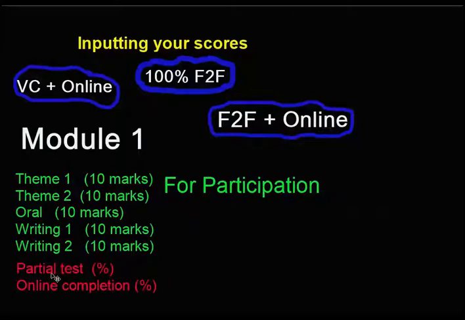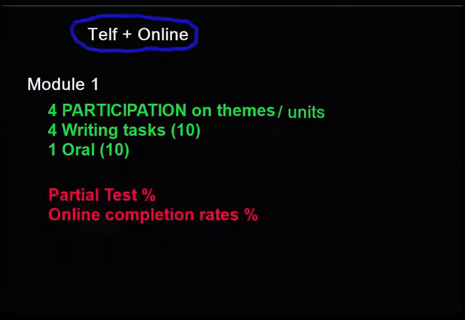The partial test, at the end of each module, they have to do an online test. That is a score that we will input, and then there's the online completion rate of the online course. So if they're doing an online element, then they get scored on that. And you've got to be aware that that contributes to the continual assessment, and if they don't do any work online, then they will fail the course. So it's really important that you encourage them to do that work.